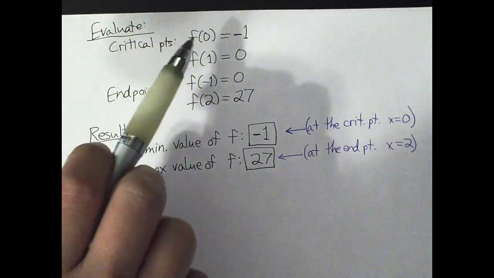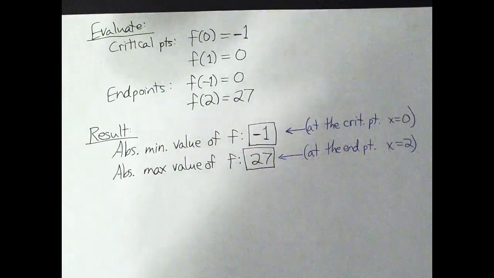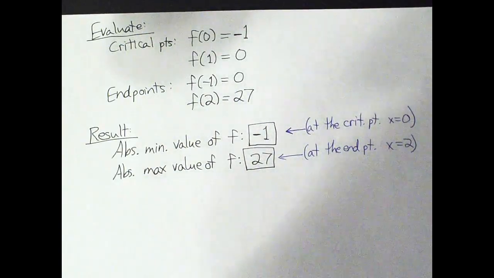And you could get a problem that has more than 2 critical points. You could get a problem that only has 1 critical point. However many there are, you need to check all of them in step 2.